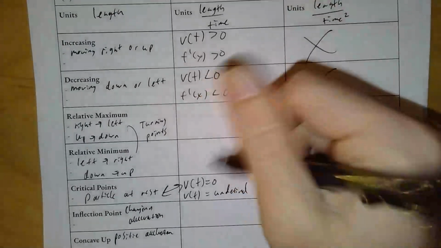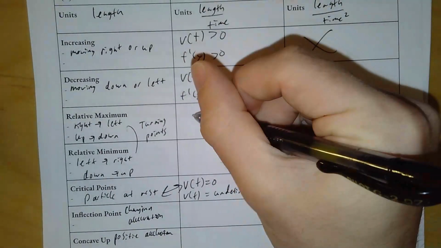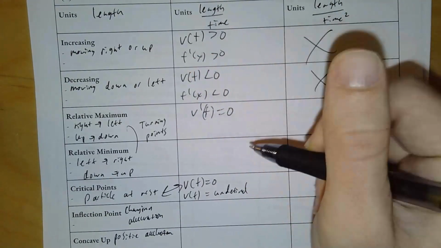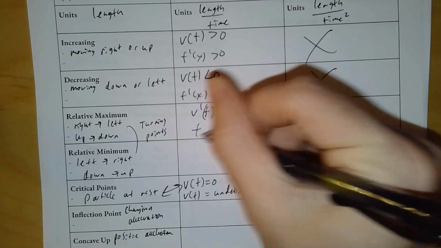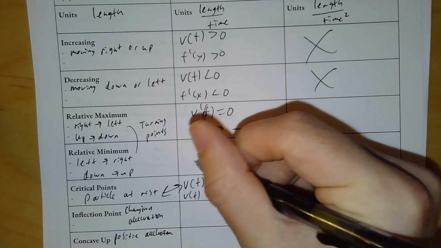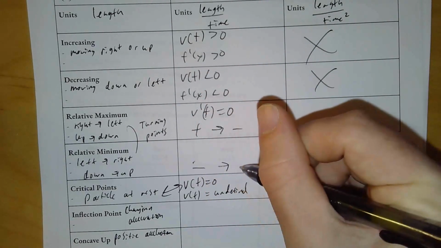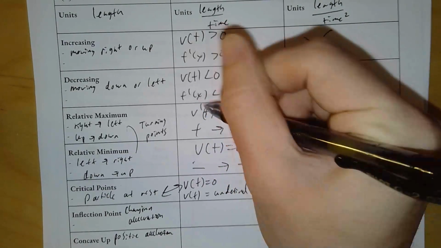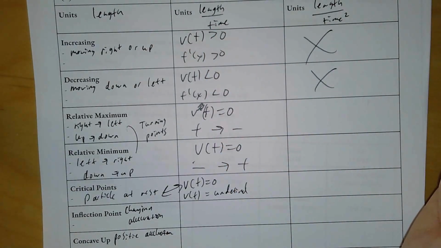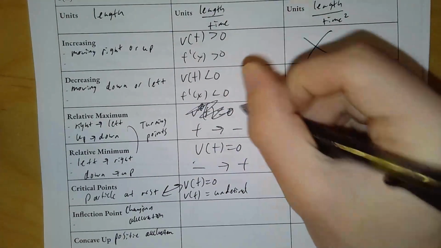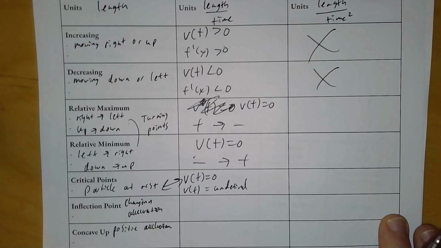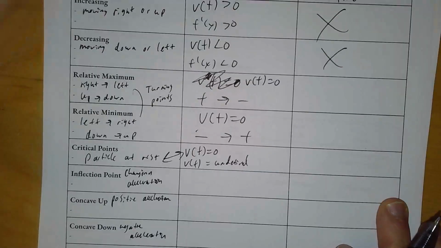Relative maximums and minimums both happen when the velocity equals 0. This one would be going from positive to negative, and this one would be going from negative to positive. So again, the velocity equals 0. Sorry, this is really confusing. That should not be a prime there. Just v of t equals 0. I covered critical points. It's when it's 0 or undefined.